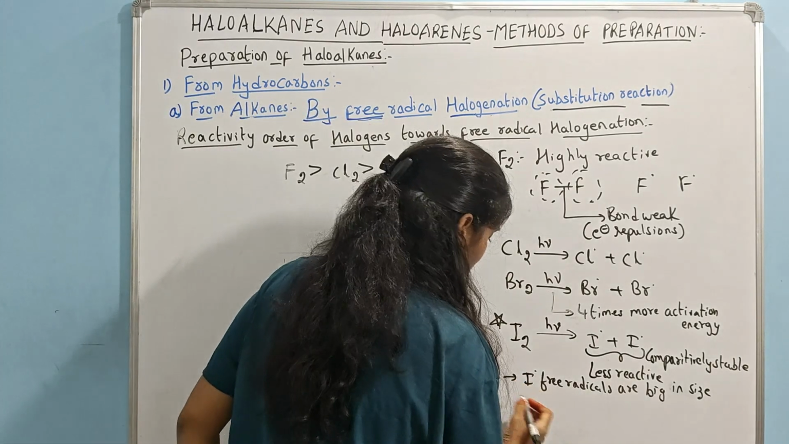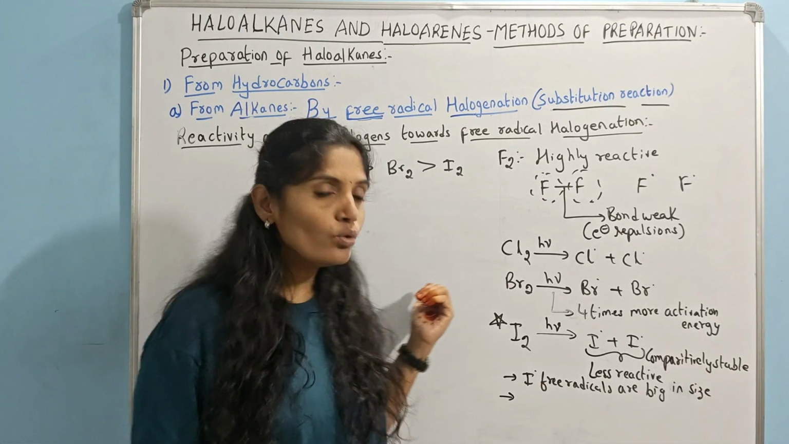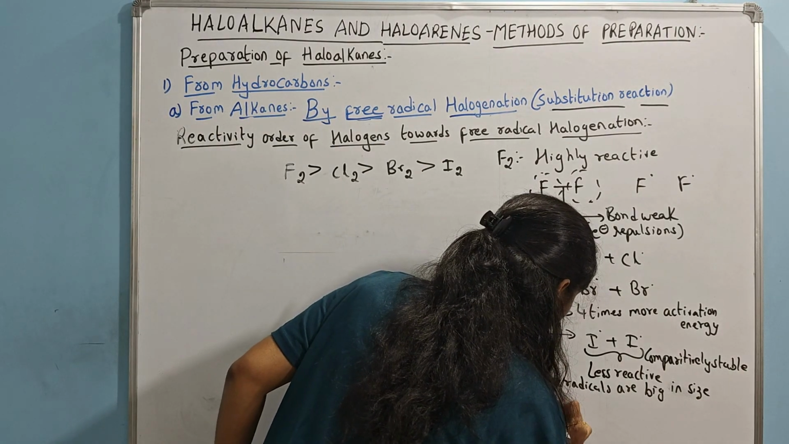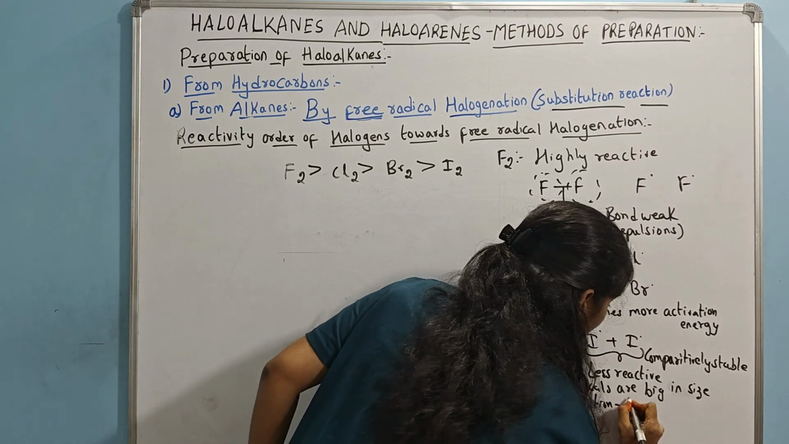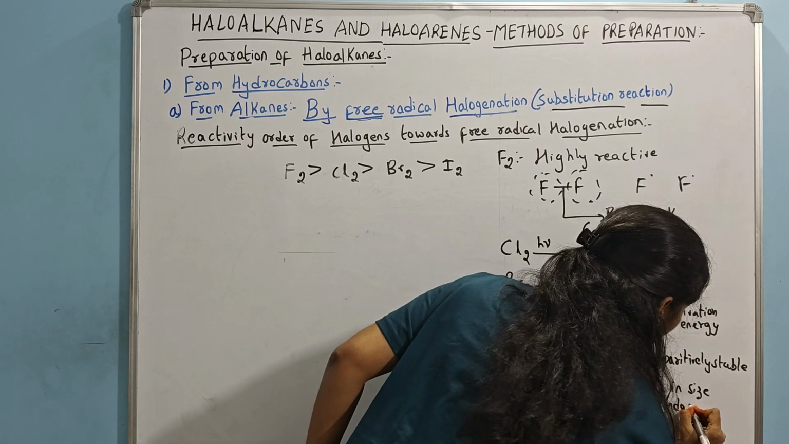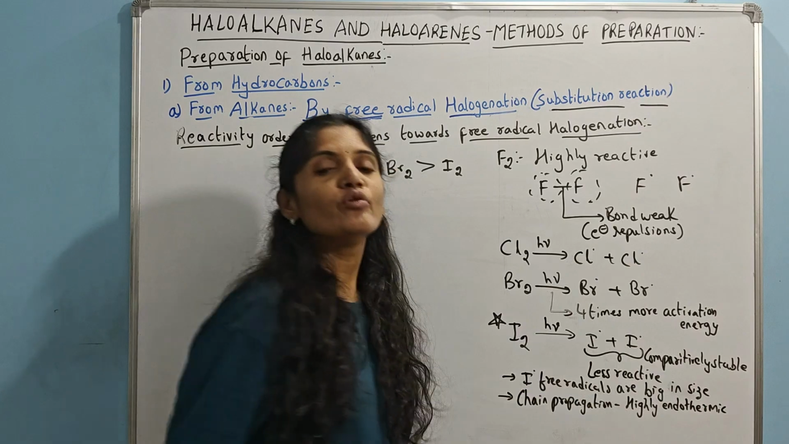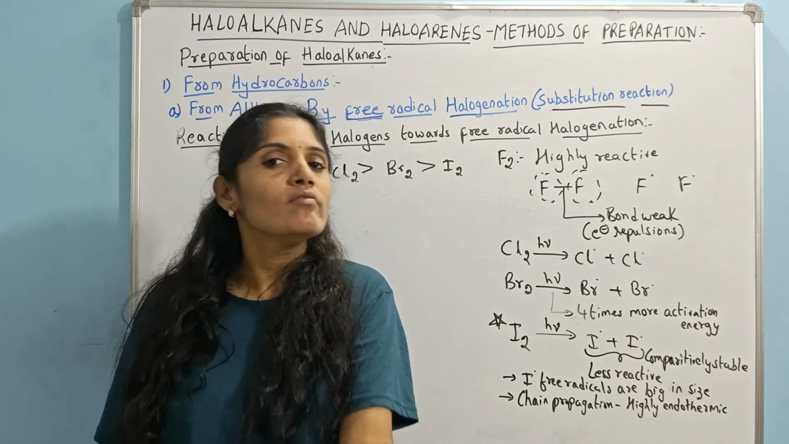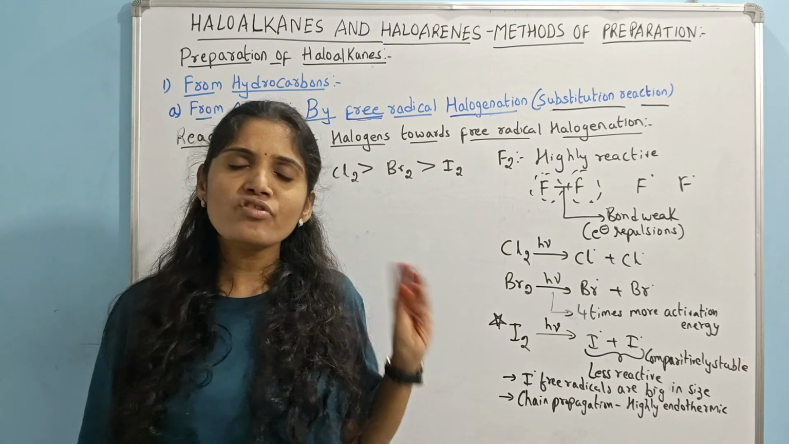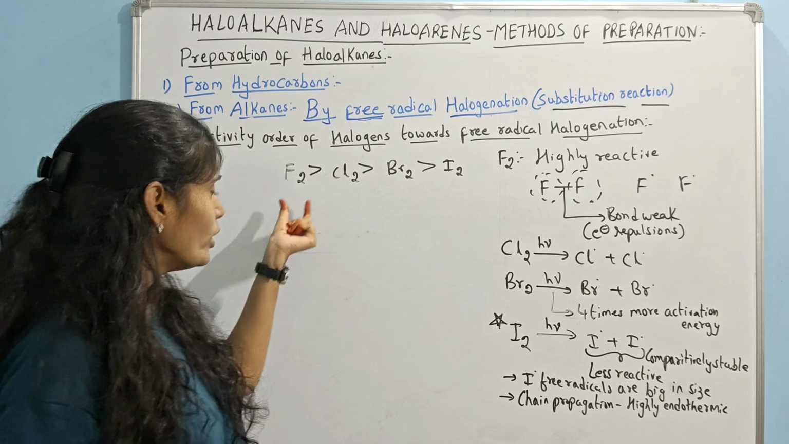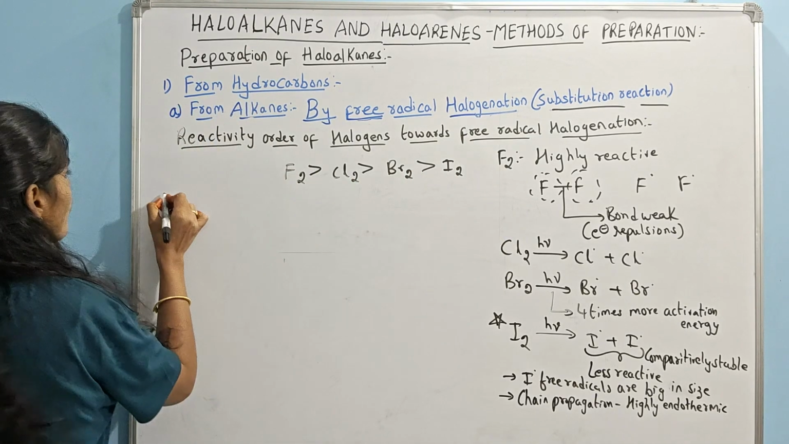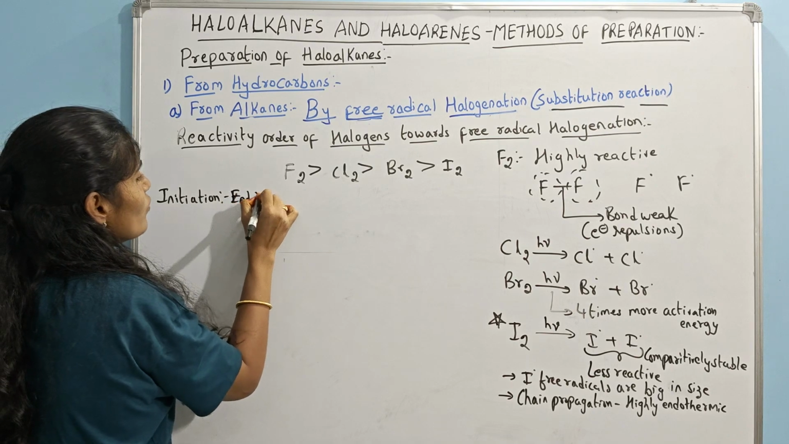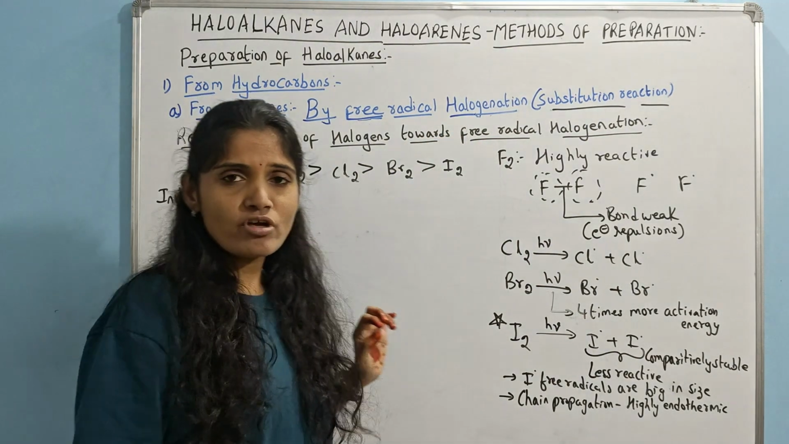If you go further into the reasons, when iodine performs this free radical halogenation reaction, the chain propagation steps are highly endothermic. Now, in the mechanism of free radical substitution reactions, the first step is chain initiation, where we need to give heat energy or light energy. Irrespective of whichever halogen you take, fluorine, chlorine, bromine or iodine, chain initiation you need to supply energy, so it will always be endothermic.